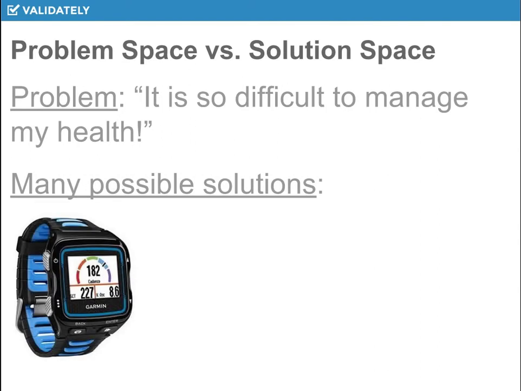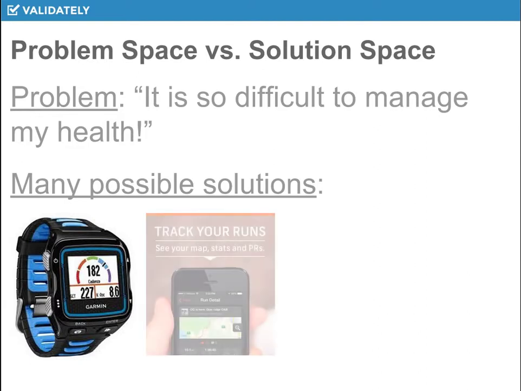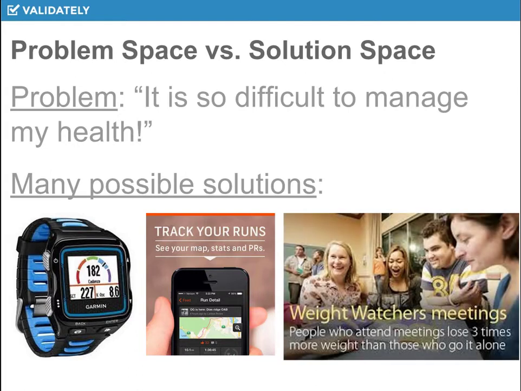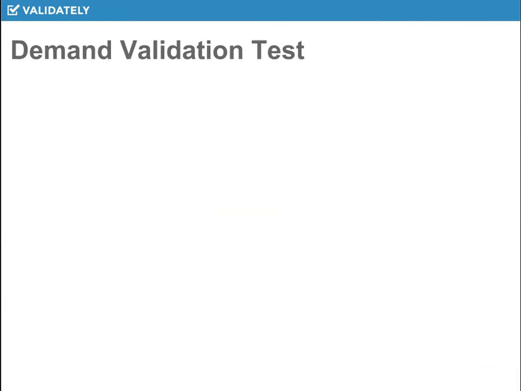For example, there are dedicated health training watches that are super featured and very specific to this problem. Maybe just a simple app on your phone that you already own can solve this problem. Or even an analog solution. Sometimes analog solutions work better than digital solutions for solving problems. The point of demand validation testing is to validate your solution to the problem. So how do you do this?